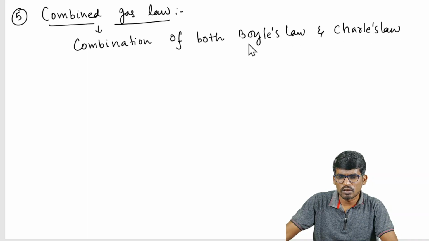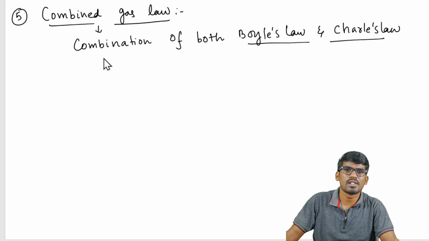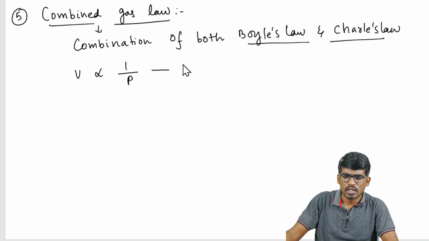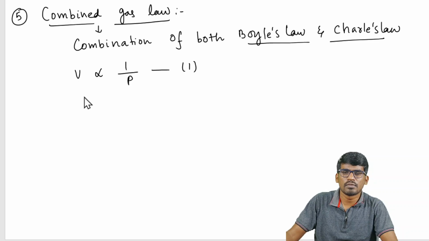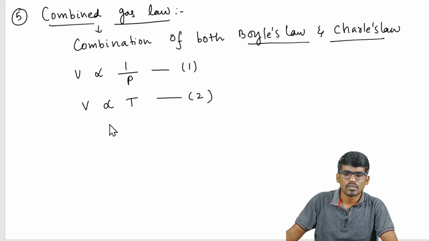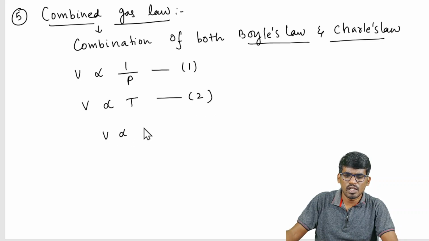Combination of both Boyle's law and Charles law. This is actually said to be the combined gas law. We are aware of Boyle's law, that is volume is inversely proportional to pressure. Consider it as equation number 1. And volume is proportional to temperature. It is Charles law. Combine these equations.